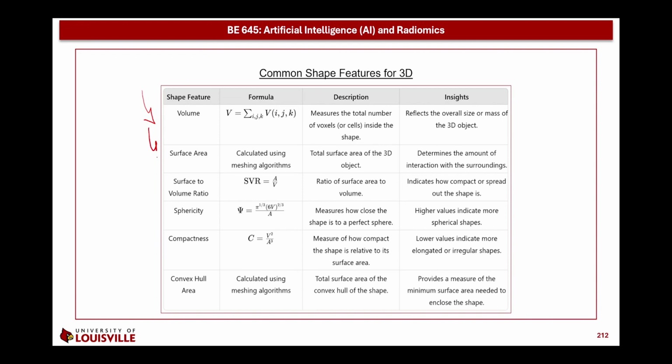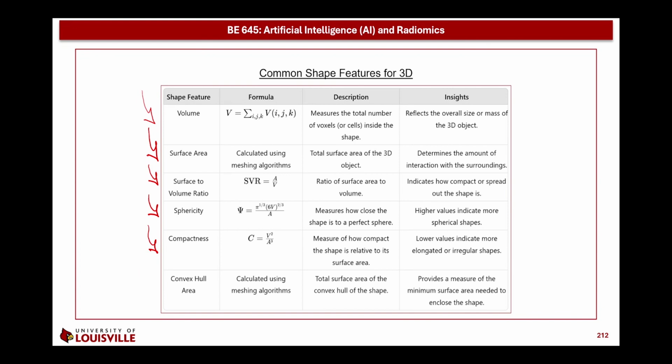Surface area, and this is the total surface area of the 3D object. Surface to volume ratio, and this is the division of the area by the volume. Sphericity, this is a measure of how close the shape is to being a perfect sphere. Higher values will indicate more spherical shapes. Compactness, similar to the 2D, it's a measure of how compact the shape is relative to its surface area, or a measure of how dense and compact the shape is.